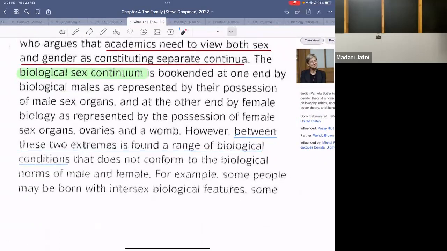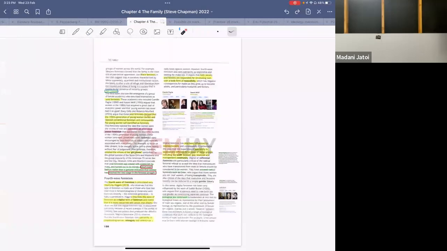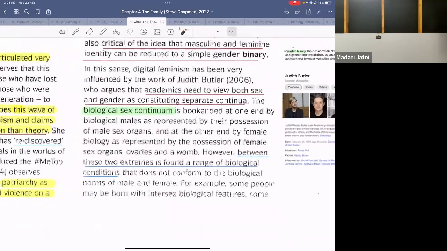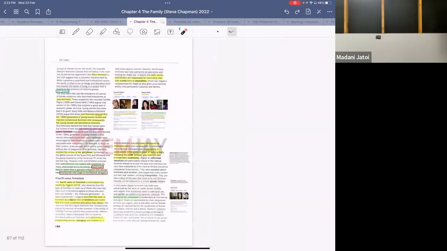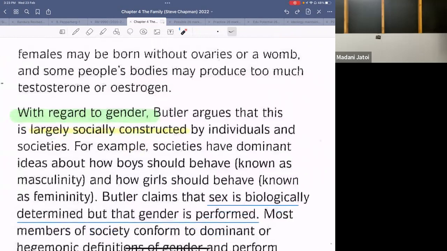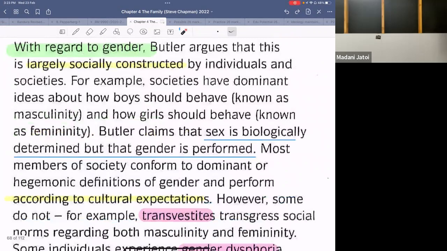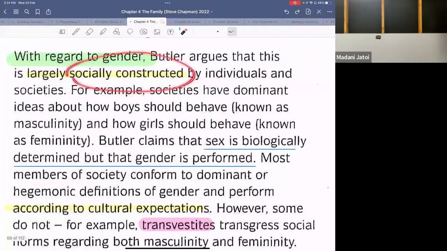Now, we've discussed all of this when we were doing gender identity in detail. So, for example, some people may be born with intersex biological features. Some females may be born without ovaries or a womb. Some people's bodies may produce too much testosterone or estrogen. With regard to gender, Butler argues that this is largely socially constructed by individuals and societies. For example, societies have dominant ideas about how boys should behave, known as masculinity, and how girls should behave, known as femininity. Butler claims that sex is biologically determined, but gender is performed.